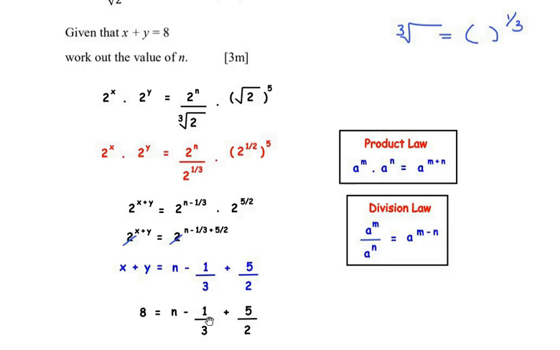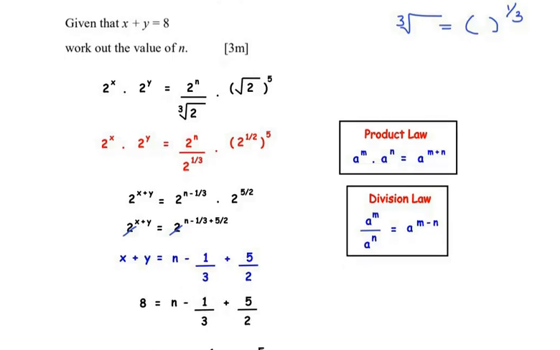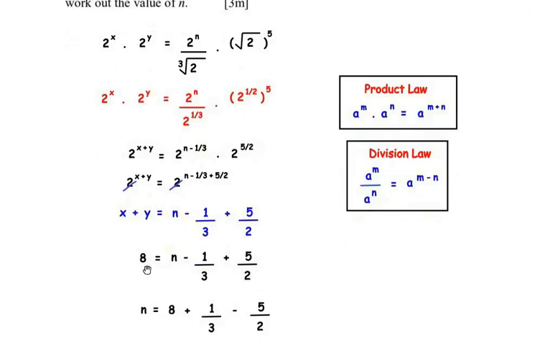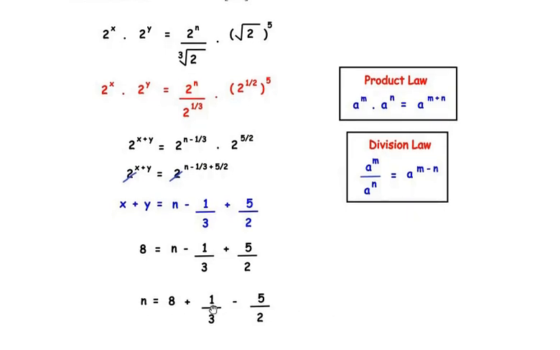Now let us take minus 1 over 3 and plus 5 over 2 on the other side of equal to sign. So we get n is equal to 8. Now minus 1 over 3 on the other side becomes plus 1 over 3 and plus 5 over 2 becomes minus 5 over 2. Now here let us try to get a common denominator.